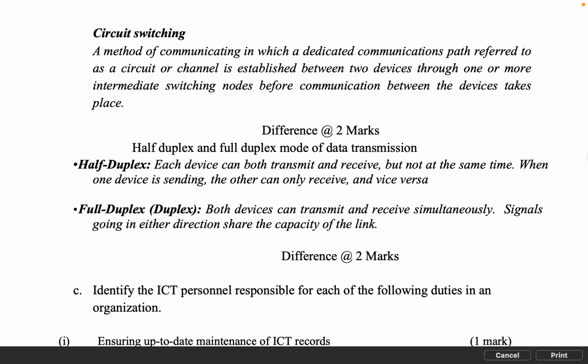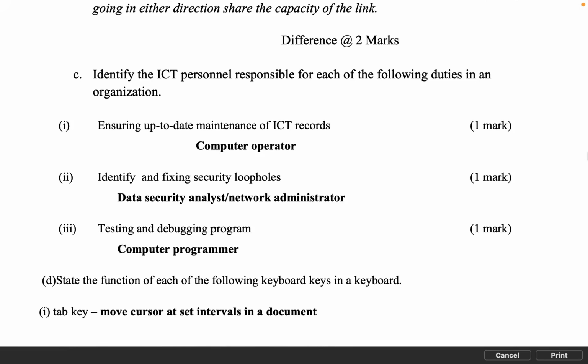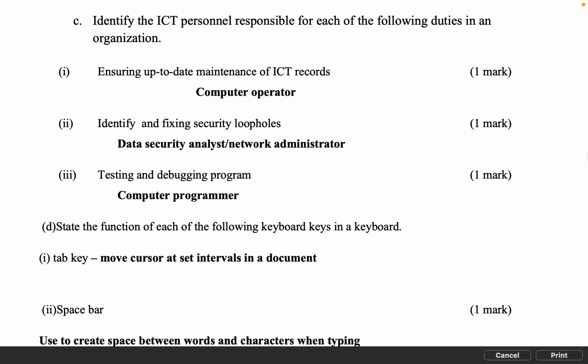Half duplex and full duplex mode of data transmission. Half duplex. Each device can both transmit and receive, but not at the same time. When one device is sending, the other can only receive, and vice versa. Full duplex. Both devices can transmit and receive simultaneously. Signals going in either direction share the capacity of the link. Difference at 2 marks.